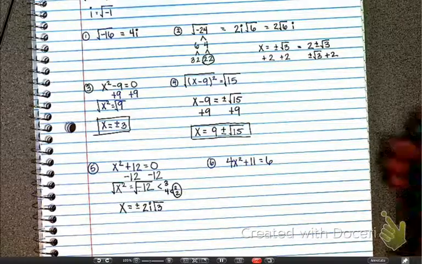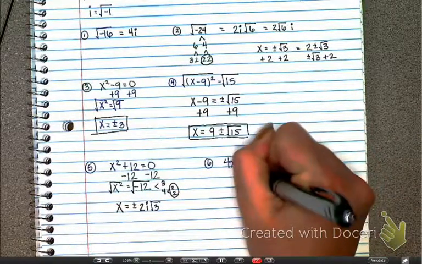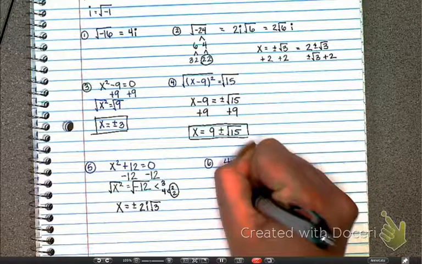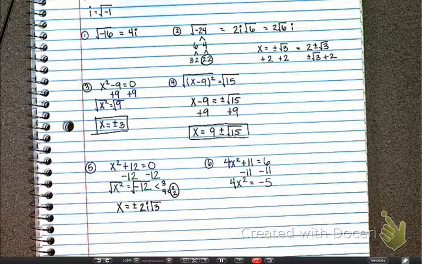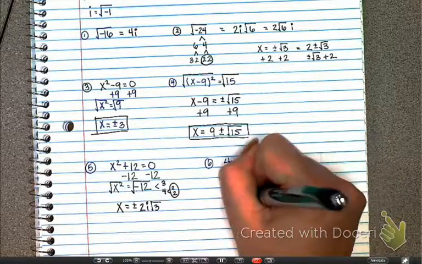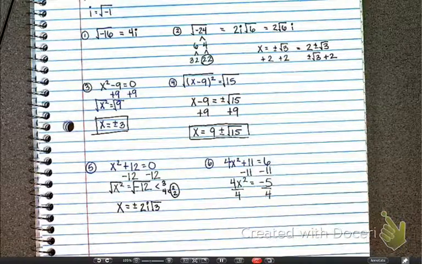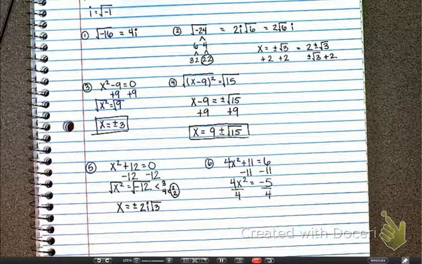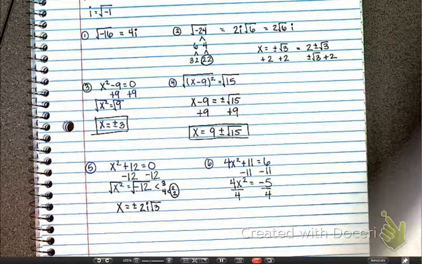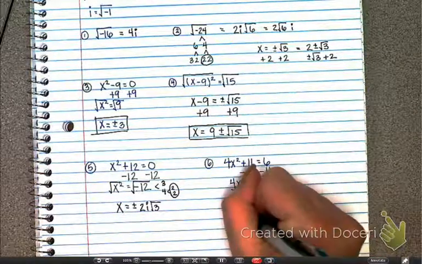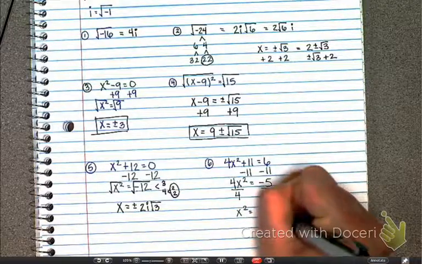Okay, so we're going to start by subtracting 11 from both sides, giving you 4x squared equals negative 5, right? Then what'd you do? Divide by 4. Now you're going to get the same answer, but there were some of you who made mistakes by square rooting first. Always get the squared term, x squared, y squared, whatever it is, by itself. Okay, that gives me x squared equals negative 5 fourths.